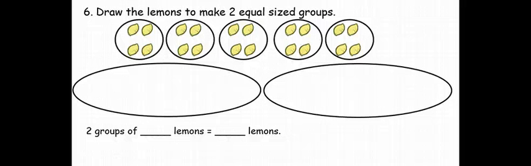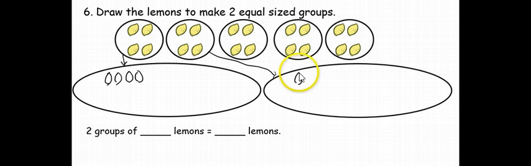My last question says to draw the lemons to make 2 equal-sized groups. So we have 5 circles or 5 groups. There are 4 lemons in each group. I'm going to start by drawing these first lemons from the first group in this circle. So there are 4 lemons there. I'm going to take the next group and draw it in this circle. So 4 lemons there, trying to keep my 2 groups equal. I'll take the next group and put it back in the first circle. And I'll take this group and put it in the next circle.